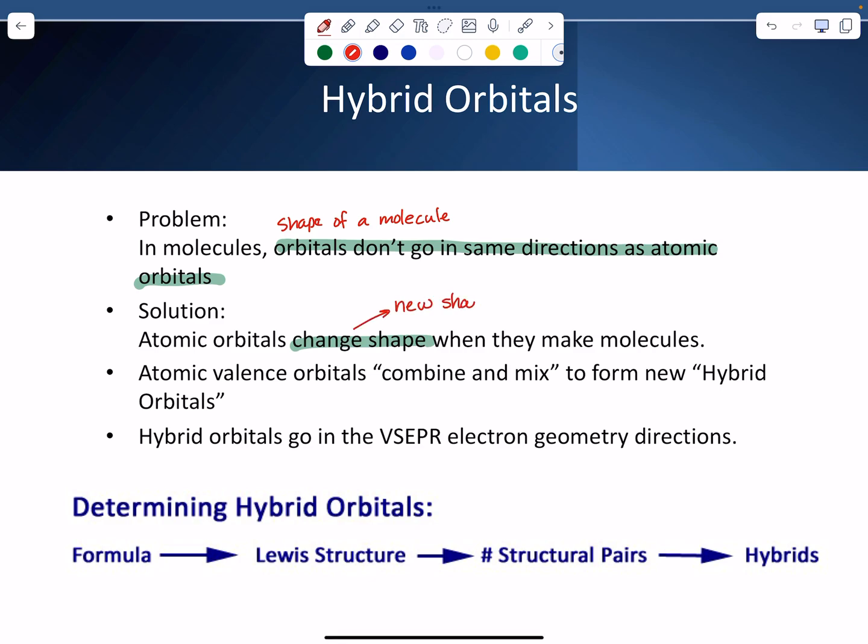So we have new shapes, and we call those new shapes hybrid orbitals. In valence bond theory, we call them hybrid orbitals. In molecular orbital theory, we call them molecular orbitals. So we're going to be talking about hybrid orbitals. You can think of this conceptually as the regions where the electrons would be found in the individual atoms combining in a new way to make a new shape.